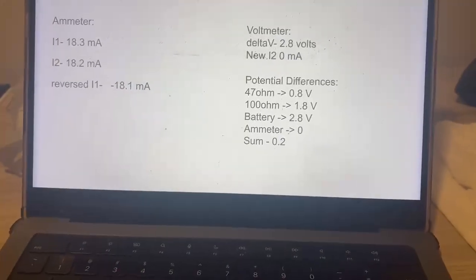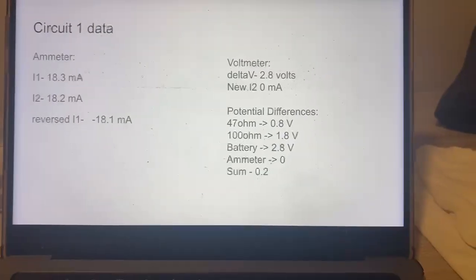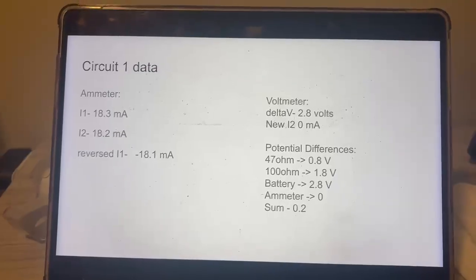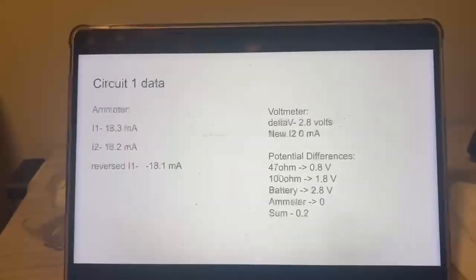Anyway, the potential differences for the 47 ohm resistor was 0.8 V, and for the 100 ohm, it was 1.8 V. For the battery, it was 2.8 V. For the ammeter, it was 0, and the sum was 0.2.